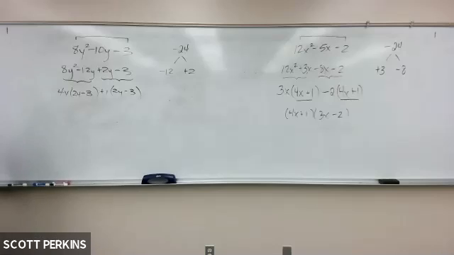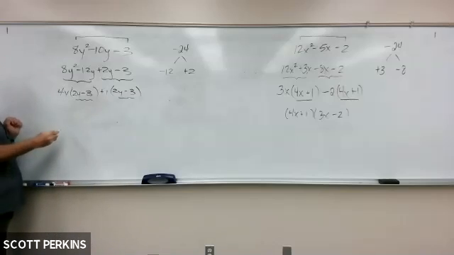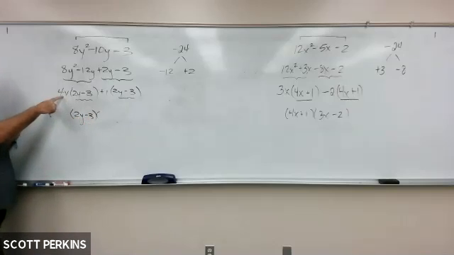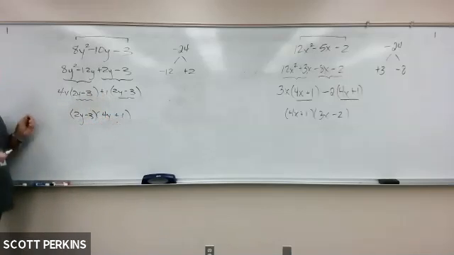My grouping once again worked. I've got the same exact thing in the parentheses. That's good news. So I take the 2y minus 3. What's left from the first term? 4y. From the second, plus 1, and we're good to go.